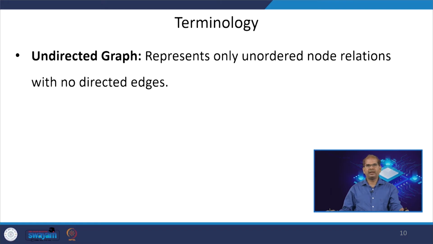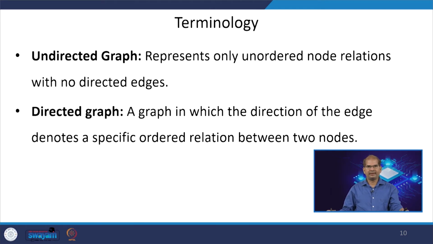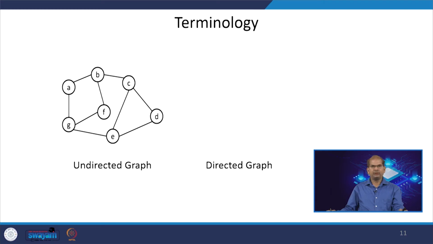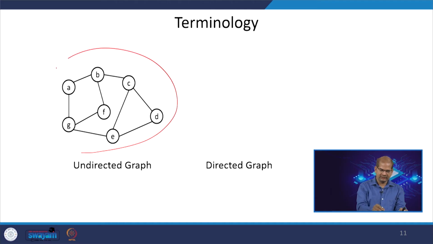In an undirected graph, the edges have no direction, but in a directed graph the edges have direction from one side to the other. This is called ordered, while in an undirected graph the nodes are unordered. This is an example of an undirected graph because no directions are given in this graph.